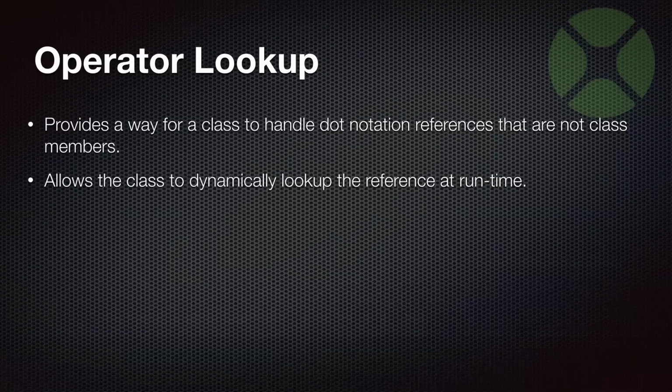So normally if you type, you get a class object, my class dot property name. If property name doesn't exist, you're going to get a compilation error, right? Well, if you implement operator lookup on the class, instead of a compilation error, your project will run. The operator lookup method will be called, and it'll pass in that property name that it doesn't recognize. And then you can do something with it. You can look it up, maybe get a value somewhere else, or do whatever functionality you want. So pretty interesting.